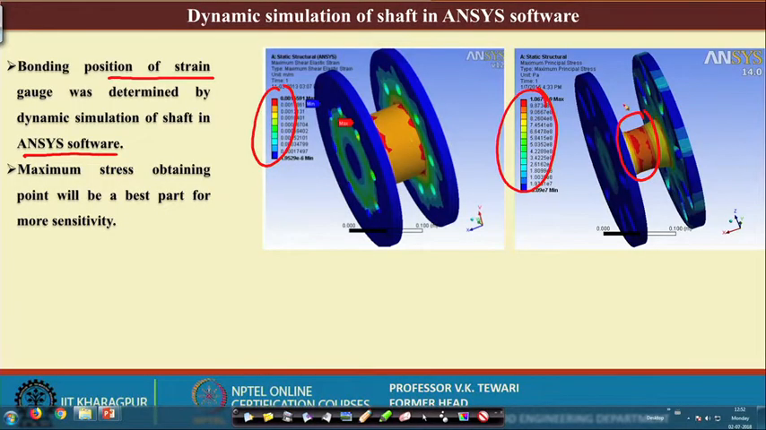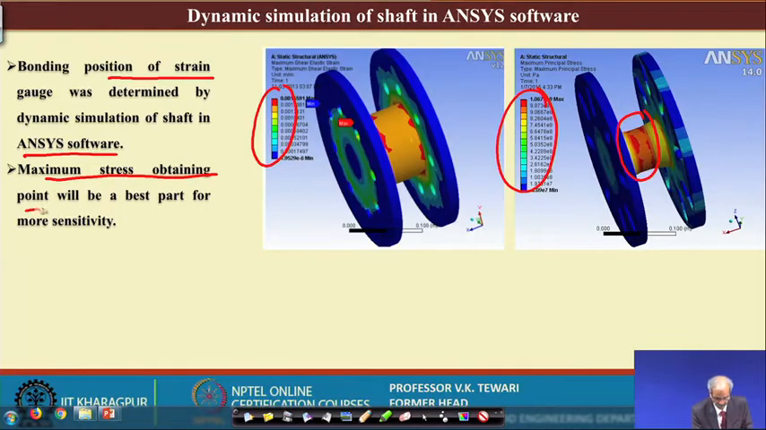We could know where this location is. As I told you in the earlier diagram, we found out that location, and that was done on the basis of this software itself, and of course, certain other knowledge of the designer. We were in a position to find out the maximum stress obtaining point, which will be the best part for sensitivity. This was the crux of the problem while we were trying to do this same simulation part for finding out the location.